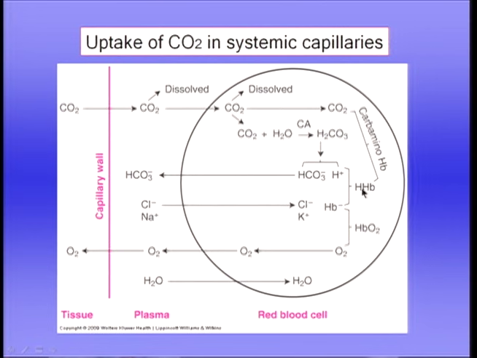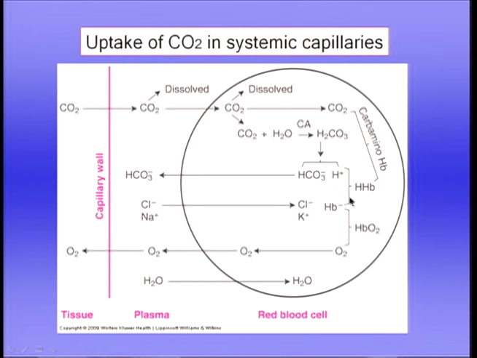So again, we have a different effect here, a different mechanism by which the reduced deoxygenated hemoglobin is better able to take up the carbon dioxide. So there are two effects here that make it easier for the red cell that has a reduced amount of oxygen in it to take up carbon dioxide, and this is known as the Haldane effect.